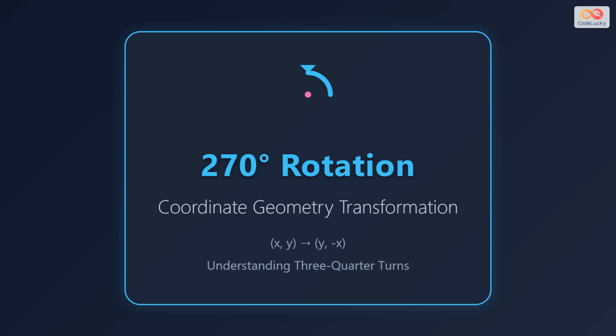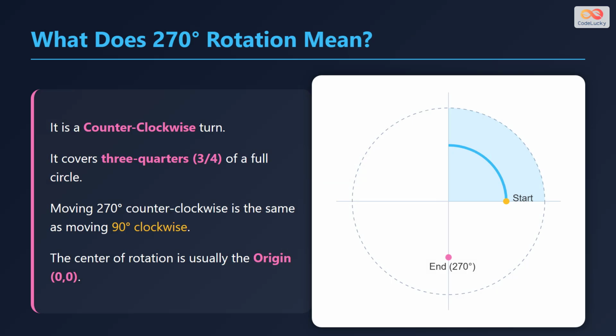Welcome. In this video, we will explore the concept of 270-degree rotation in coordinate geometry. Specifically, we will learn how to rotate a point counterclockwise around the origin. First, let's understand what a 270-degree rotation means. It is a counterclockwise turn that covers 3/4 of a full circle. Interestingly, rotating 270 degrees counterclockwise lands you in the exact same spot as rotating 90 degrees clockwise.